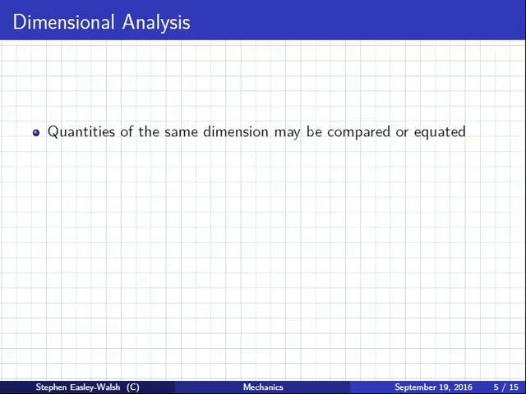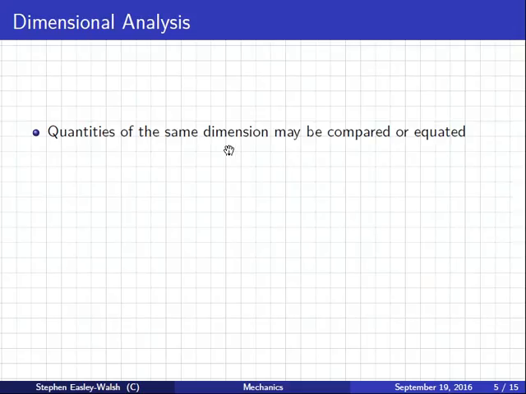Alright, so some basic rules when it comes to dimensions. Quantities of the same dimension may be compared or equated. So what I mean by that is, for example, you can say something like 5 meters equals 5 meters, or 2 meters equals 2 meters, or 3 meters is bigger than 2 meters. But you can't say 3 meters is bigger than 2 kilograms. Why not? What's the problem there? Different dimensions, different units. Same dimension, you can compare them or make them equal.